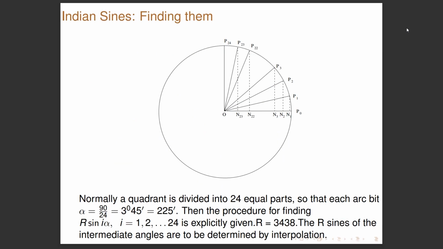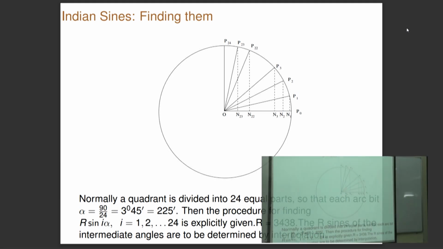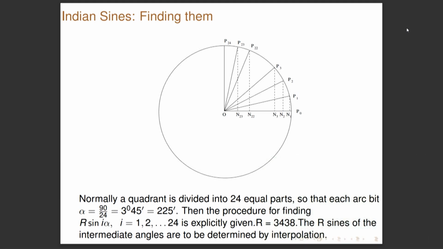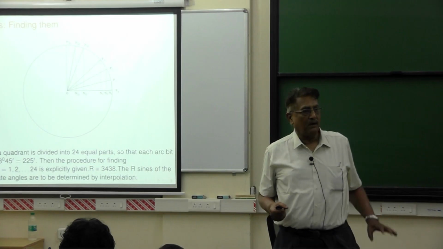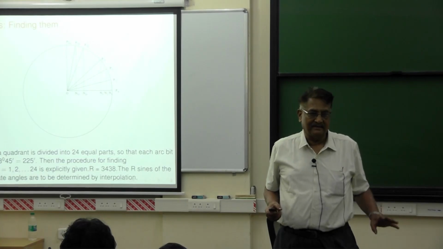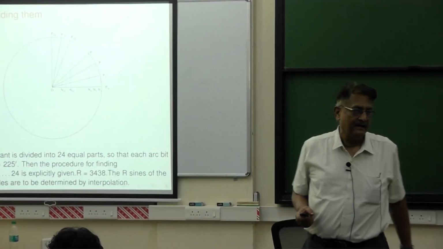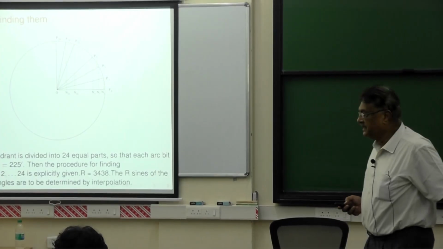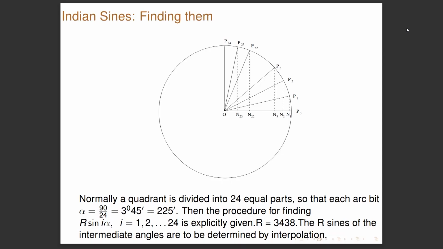So I talked about how it is defined, Jya, or Jiva, which is essentially, if you have a circle of radius r, and this is the angle theta, then this is the radius, and r sin theta is this, that is the Jya. But they don't ever talk of angle, they always talk about arcs and distances. That is how it is done in India, but it is essentially the same thing except for a factor.